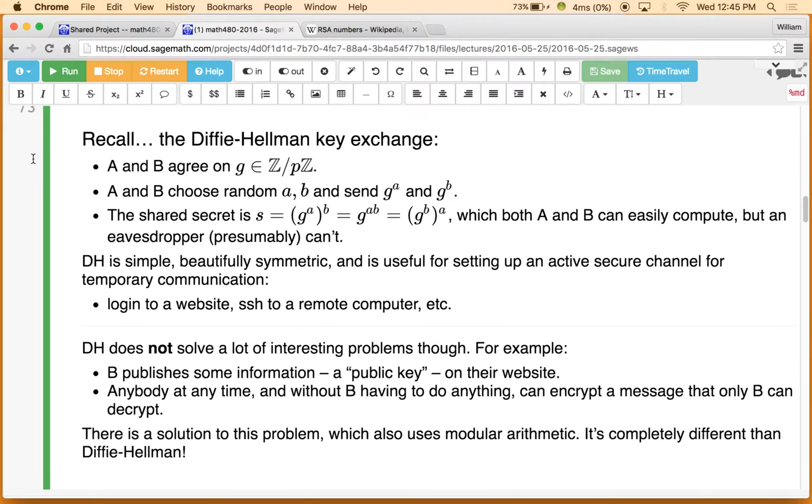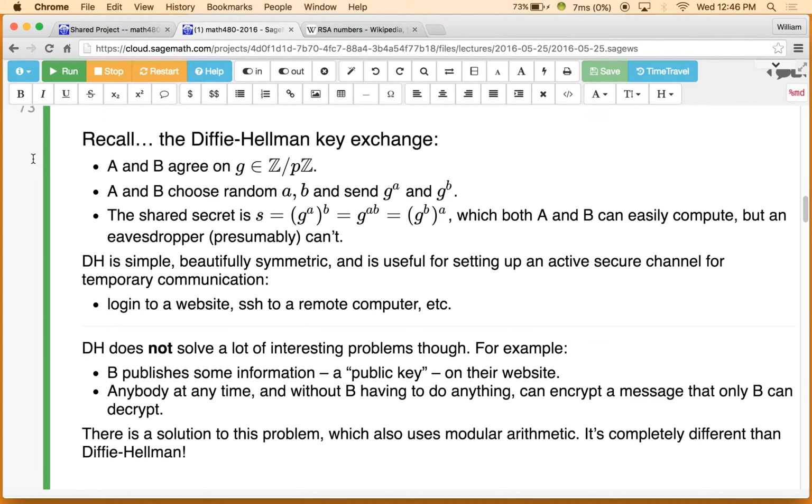So the way Diffie-Hellman works is they publicly agree on a generator, or just a number G, usually a generator in Z mod pZ, so they're agreeing on a number G and a prime number P, and they make that completely public. Everybody sees it. Then the two parties each choose random numbers A and B and send G to the A and G to the B, all computed modulo P. And then they compute a shared secret, which is G to the AB.